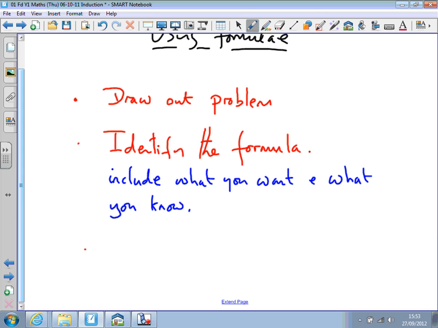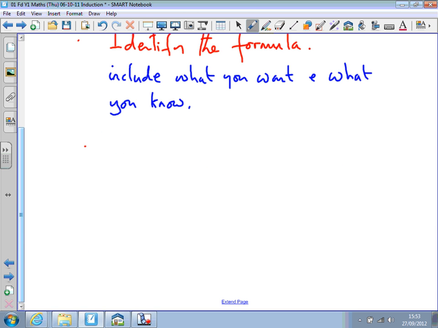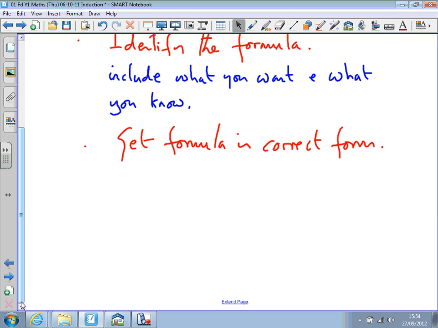And then something that wasn't an issue particularly this morning, because it was a fairly straightforward formula, is the formula in the right form? If I want to find the stress, it must be the subject of the formula. If I want to find the force, I have to rearrange it to make the force the subject of the formula, and so on. So you get the formula in the right form.